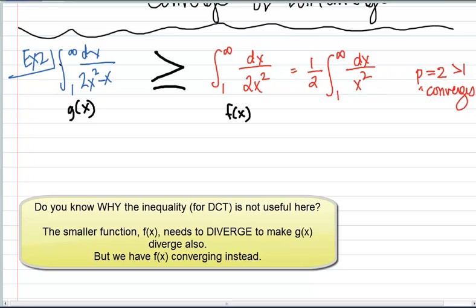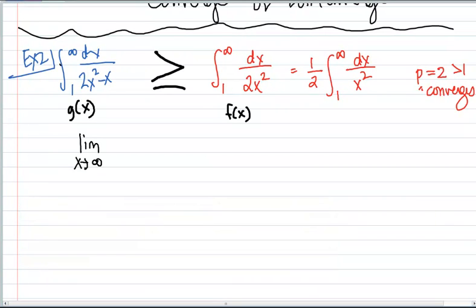So we're going to go ahead and try to show that these two functions grow at the same rate. So that means calculating the limit of one over the other as x goes to infinity. So I've got 1 over 2x squared minus x over 1 over 2x squared.